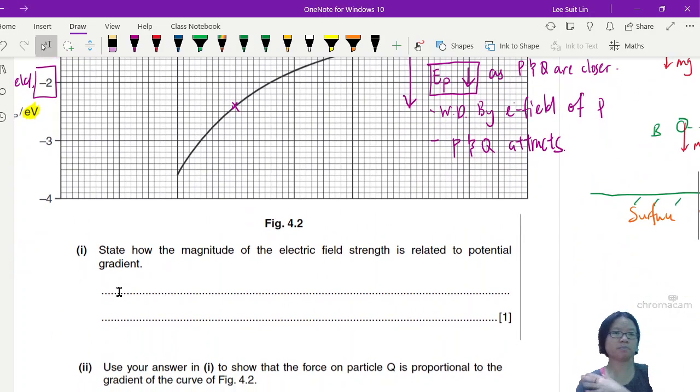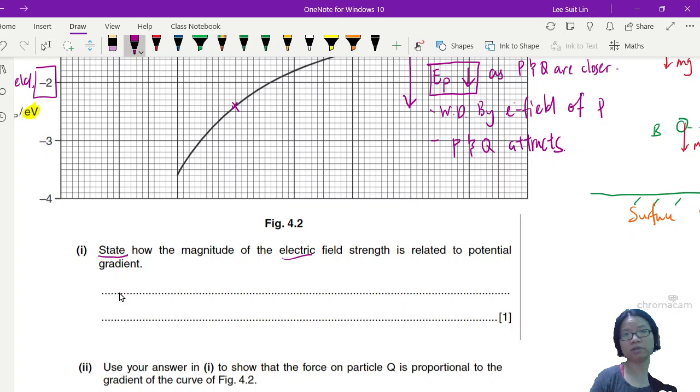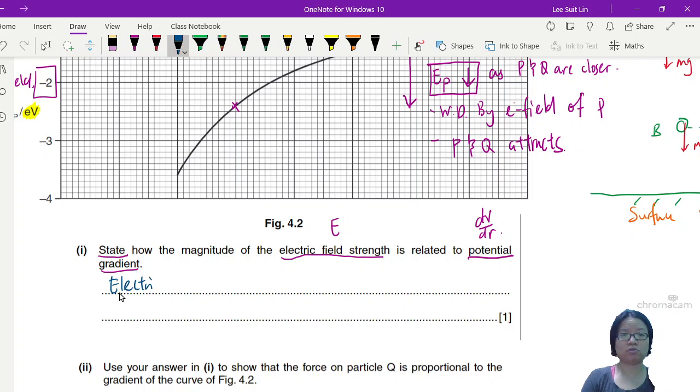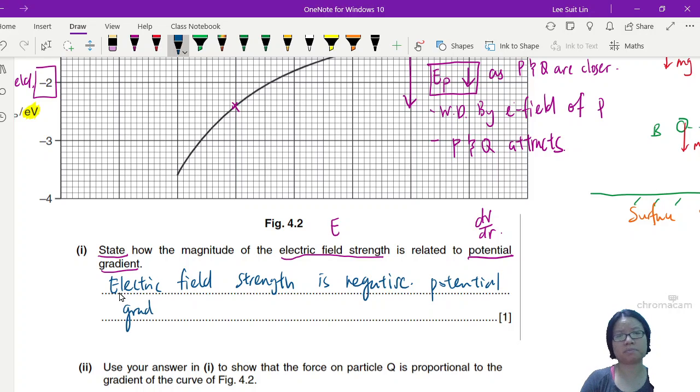Part 1, state how the magnitude of the electric field strength, so electric field strength is represented by the alphabet E, is related to potential gradient. Now potential gradient is dV dr. So as I've mentioned before in the lecture video, this one is like some past year favorite. So electric field strength is negative potential gradient. You might be wondering, do I need to write this in full sentences? Negative potential gradient. Well, the answer to that is, it depends.